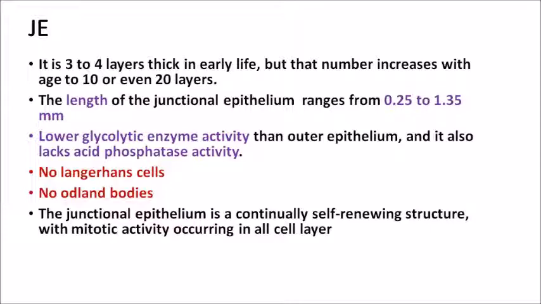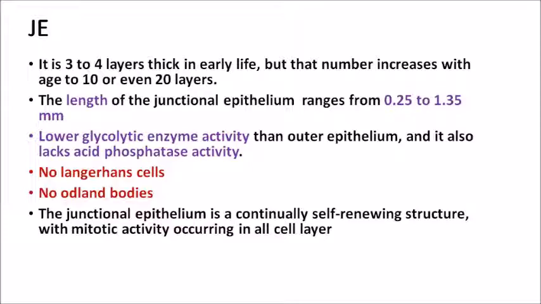It has lower glycolytic enzyme activity than the outer epithelium. Glycolysis and glycolytic enzyme activity is less in junctional epithelium. It lacks acid phosphatase activity. Just like acid phosphatase staining was negative in sulcular epithelium, acid phosphatase activity is negative in junctional epithelium also. They do not possess Langerhans cells. Sulcular epithelium was lacking Merkel cells; junctional epithelium is lacking Langerhans cells. They do not have Odland bodies. Odland bodies, or keratinosomes, or membrane coating bodies, or lamellate bodies, are absent in junctional epithelium.